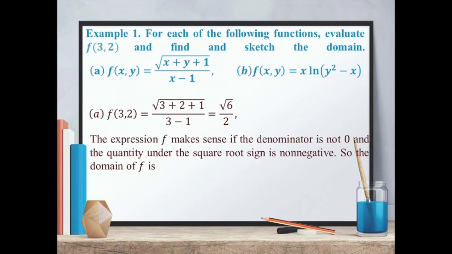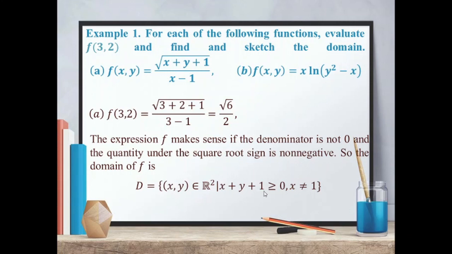Further, the expression f makes sense if the denominator is not equal to 0 and the quantity under the square root, which arises in the numerator, is non-negative. So the domain of f is D equal to the set of those ordered pairs (x, y) in R2 such that x + y + 1 is greater than or equal to 0 and x is not equal to 1.